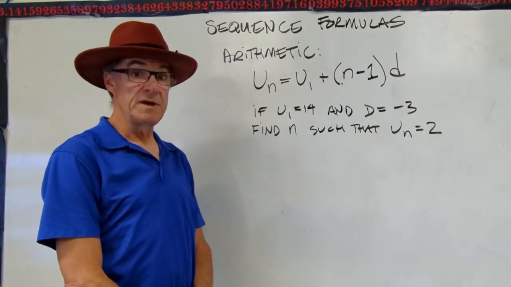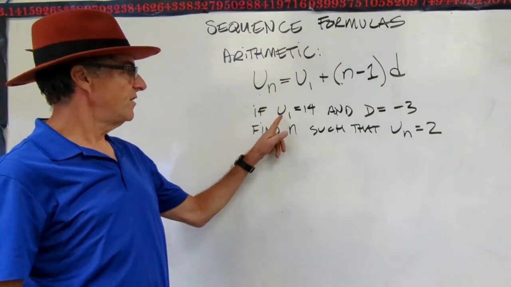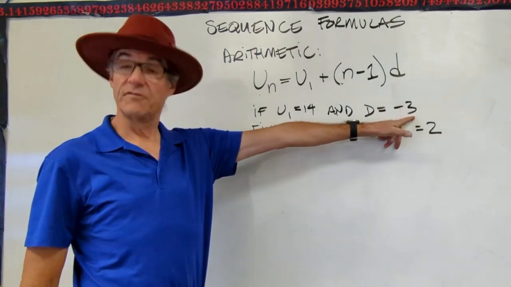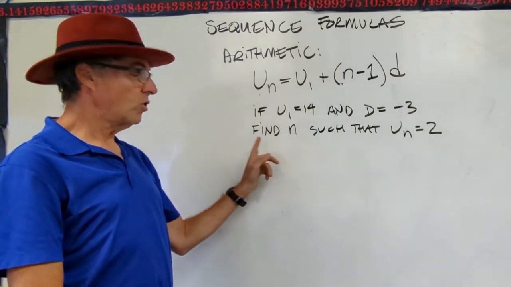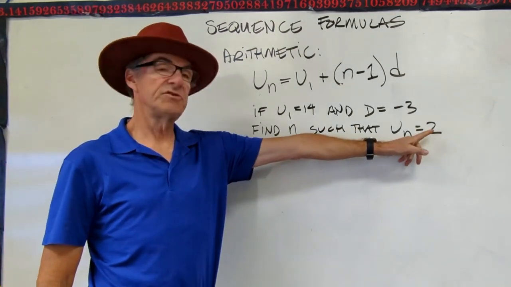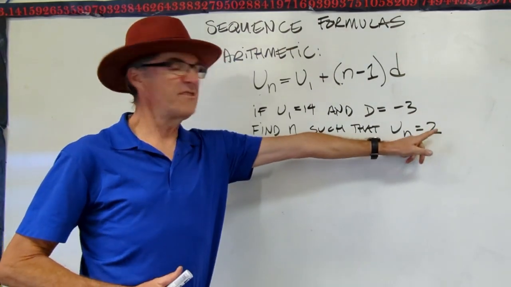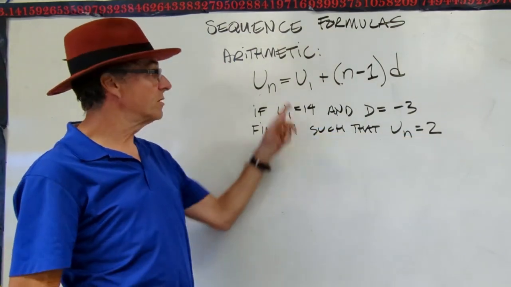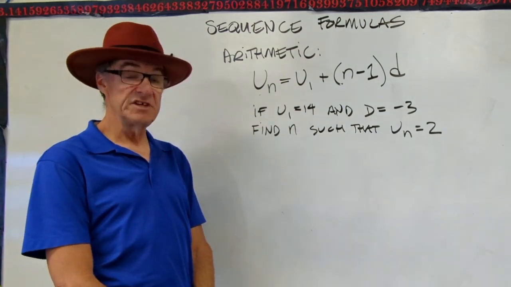All right, let's try a little bit more tricky example. So check this out. Now we have a value for U1 is 14, and we know our common difference is minus 3. So this is a descending sequence. Now the question here, the prompt is find n such that un equals 2. So we're trying to find the term number for when the sequence number is 2. Now this is a straightforward plug-in with that formula. So go ahead, pause the video, see if you can do that.